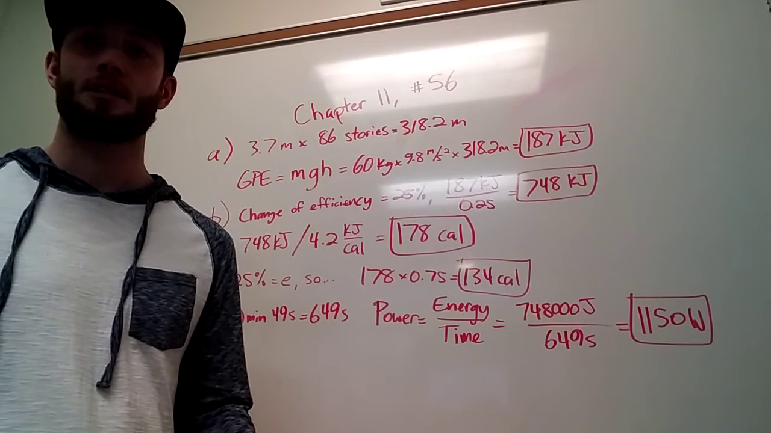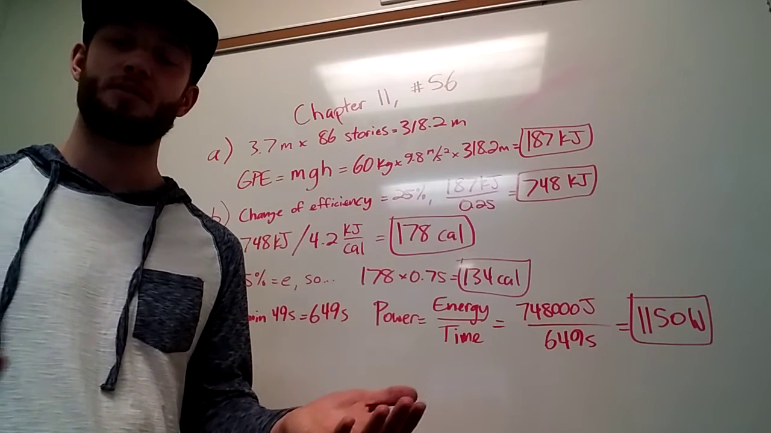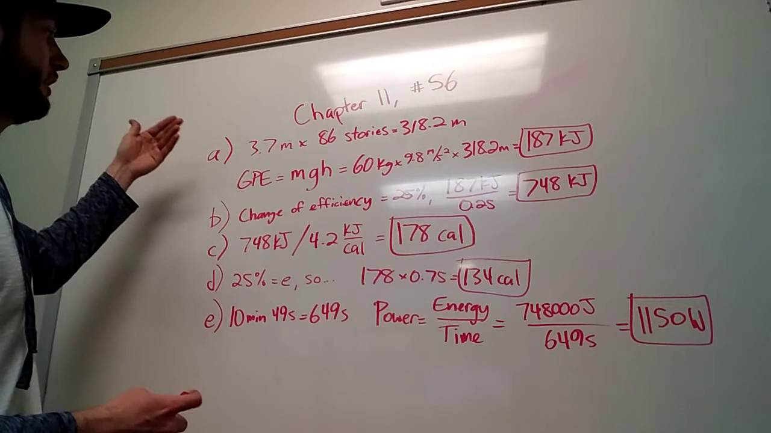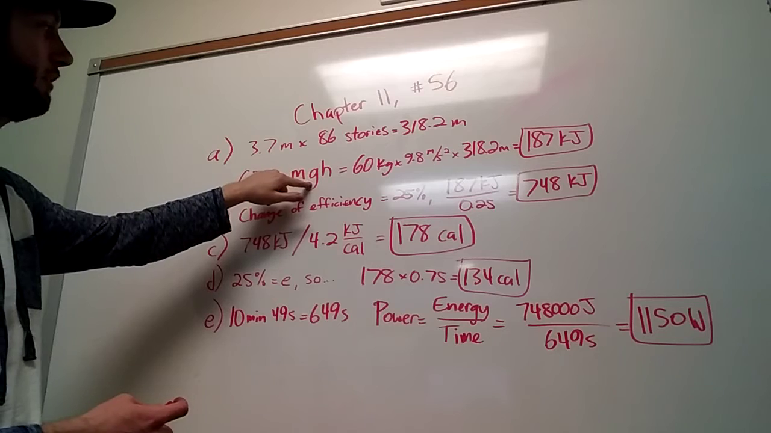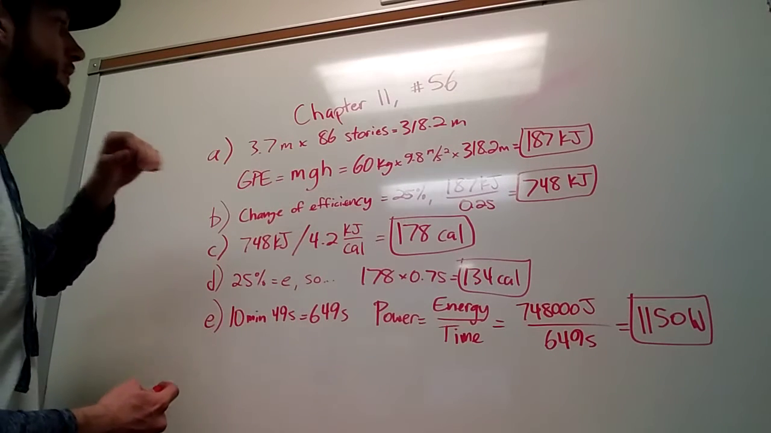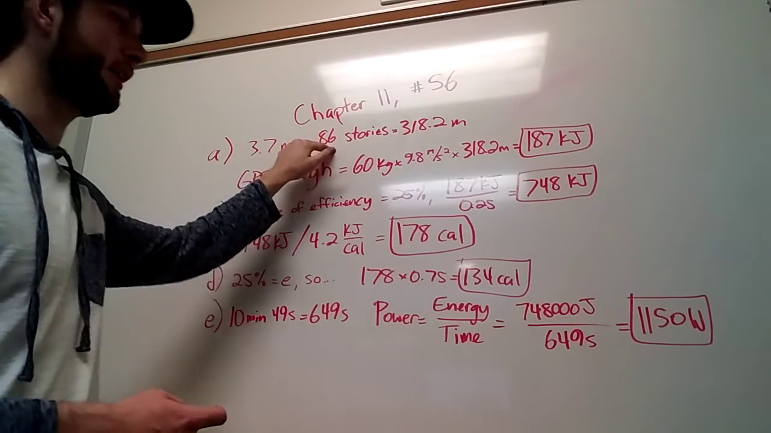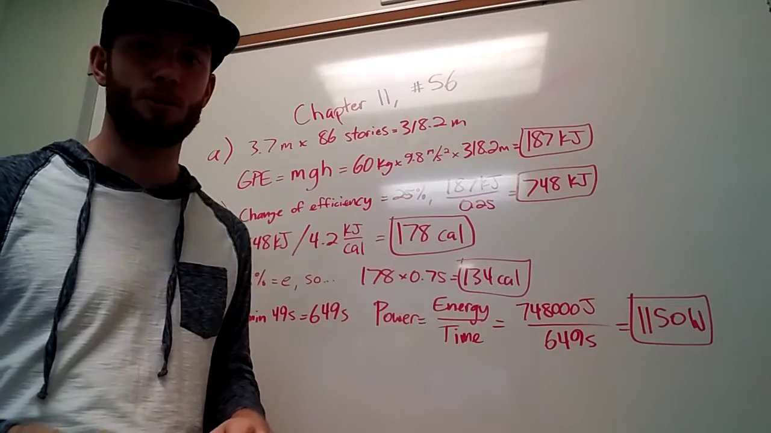So part A asks us, if each floor was 3.7 meters high, what was the winner's change in gravitational potential energy? And so how we calculate gravitational potential energy, we can use mass times gravity constant times height. So to calculate the height, we're going to use the 3.7 meters, and we went up 86 stories, so that gives us a total of 318.2 meters.